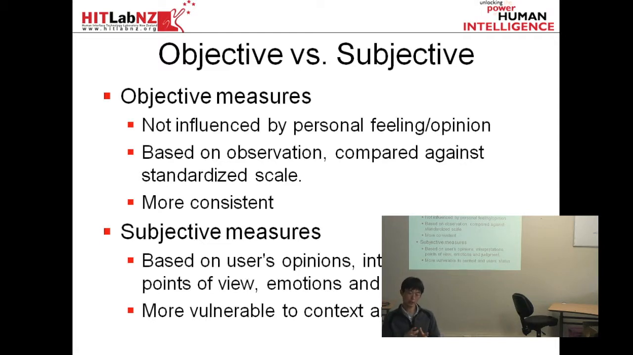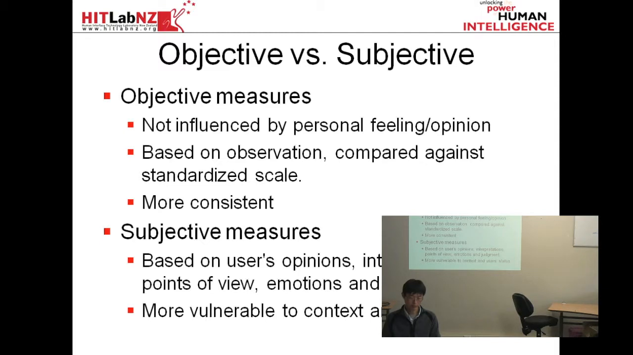Although we have qualitative and quantitative types of feedback, there is also another way to categorize the feedback, which is objective and subjective feedback. By objective, we mean it's not influenced by personal feeling or opinion. On the other hand, subjective measures or feedback means it's based on users' opinions or interpretations or points of view.